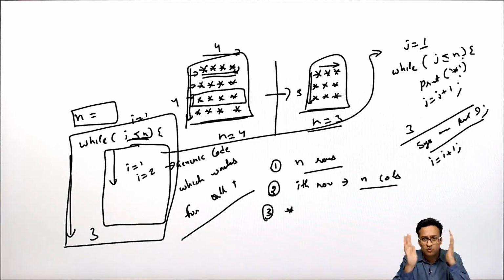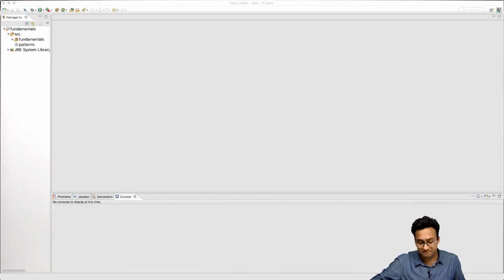So try to break the whole problem in your mind into two parts. First, I need to go through all the rows. Then within the loop, don't worry about the complete pattern. Just think of the ith row and how you will take care of that. Okay, so that should basically do it for us. Let's quickly write this code. It should be very straightforward. Let's just quickly do it.